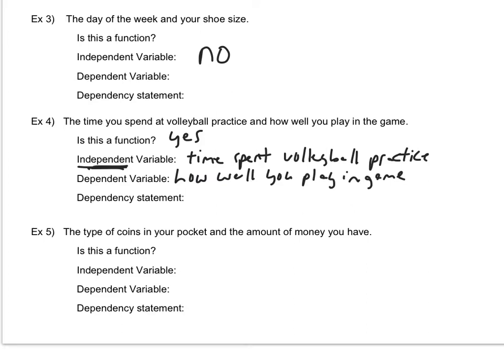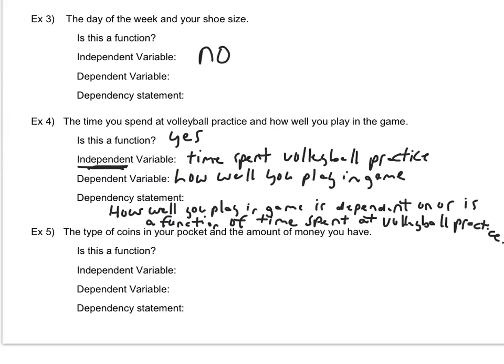Okay. So the dependency statement says that how well you play in the game would depend upon or is a function of the time spent on volleyball practice. And this is how you would write that. All right, look at example 5 and write it down. The types of coins in your pocket and the amount of money that you have.